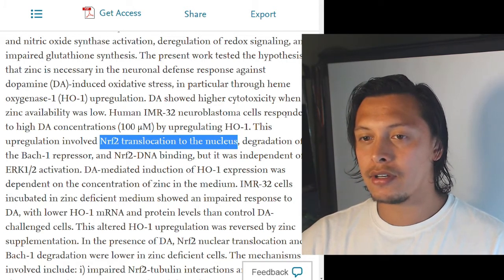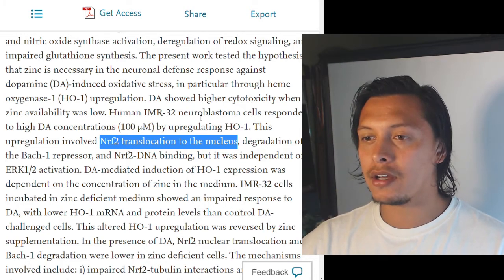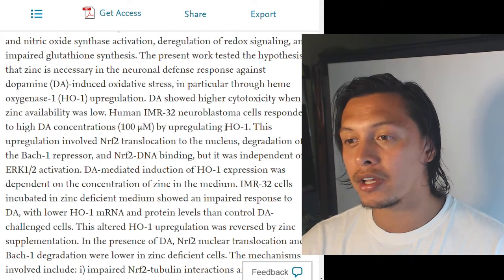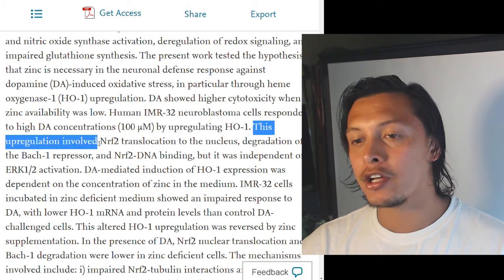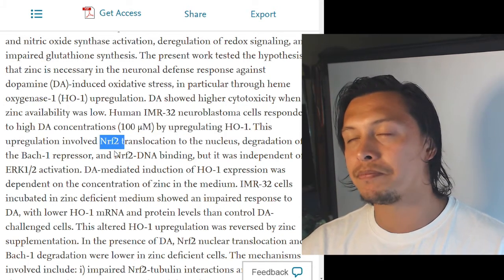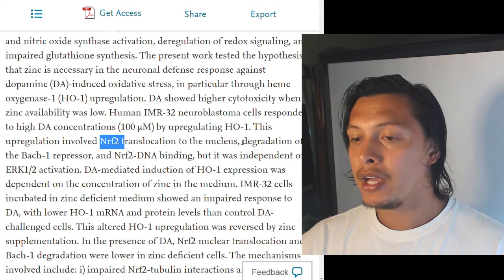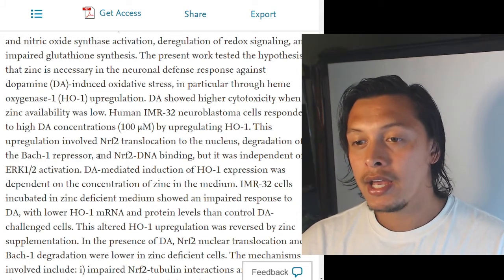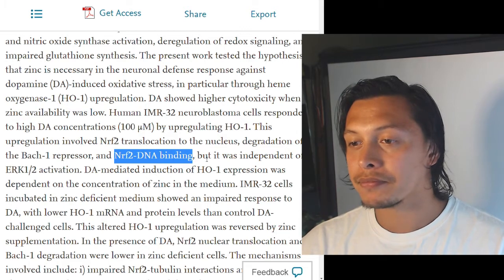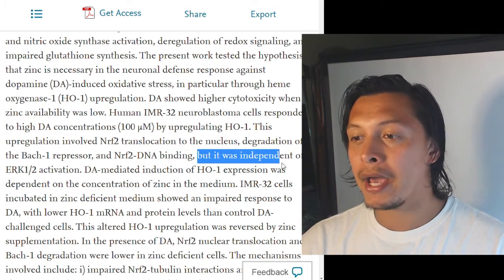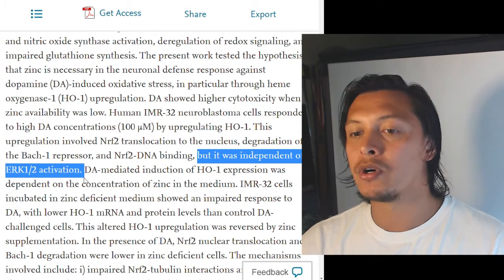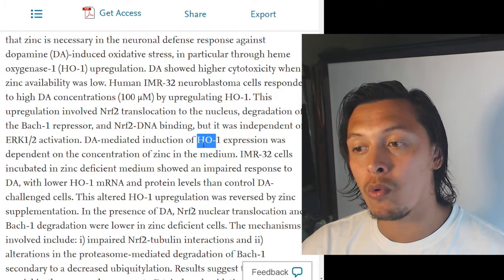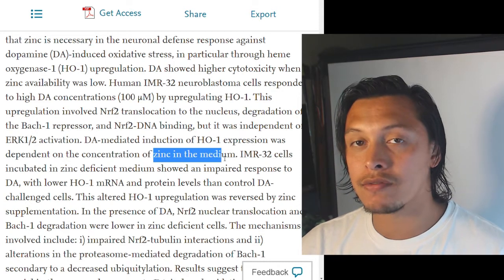Human IMR32 neuroblastoma cells responded to high dopamine concentrations by upregulating heme oxygenase 1, and this upregulation involved these nuclear factors that we were talking about earlier. These get transported into the nucleus, with degradation of the BACH1 repressor and NRF2 DNA binding, but it was independent of ERK1/2 activation. Don't worry too much about that. So the dopamine-mediated induction of HO1 expression was dependent on the concentration of zinc in the medium.